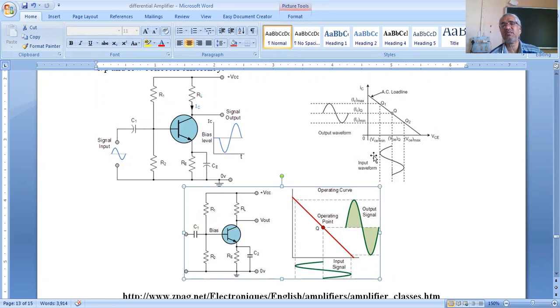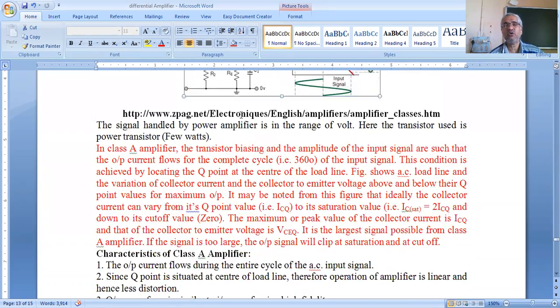This figure and these figures, you remember only one figure. Either you remember this figure or this figure, no doubt. Only in order to show you how the signal is amplified and how the operating point is selected at the center of the load line. तर याच्यामध्ये काय की ऑपरेटिंग पॉइंट इज सिलेक्टेड ॲट द सेंटर ऑफ द लोड लाईन.